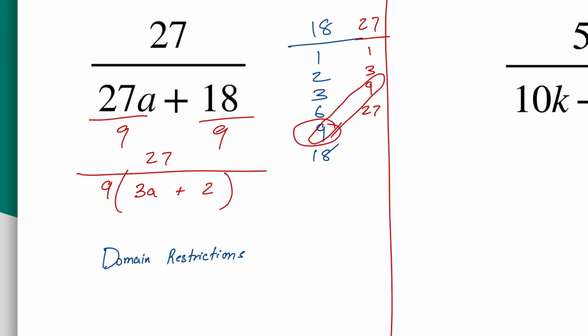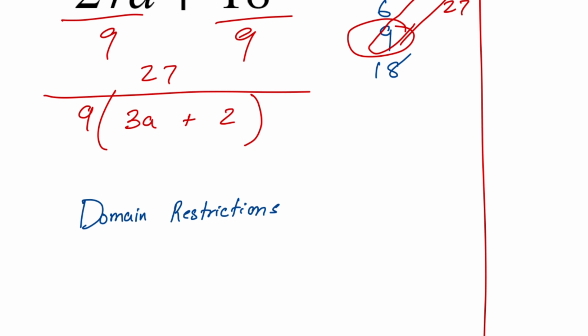But if you look at this one, nothing got canceled out. We just factored out a greatest common factor. So we do have a more simple one. Now here, it's a little bit less clear what our domain restriction is. So what you need to do is ask yourself, you can treat this bottom like it's an equation and go, what makes it equal to 0? All right.